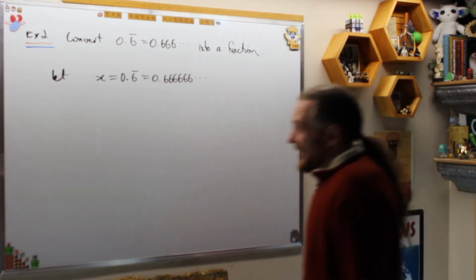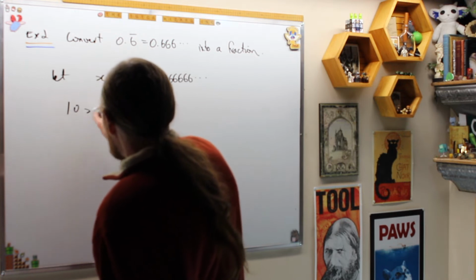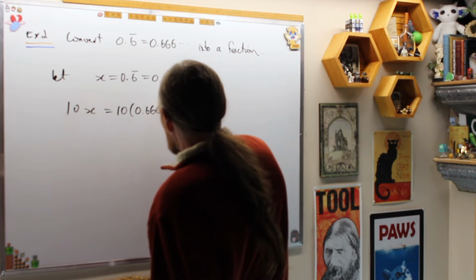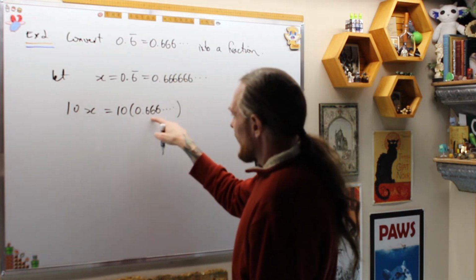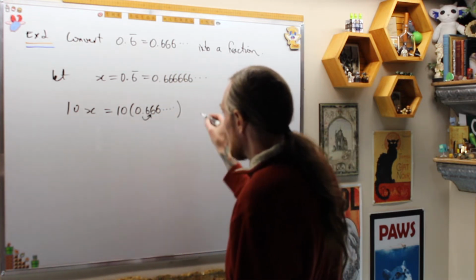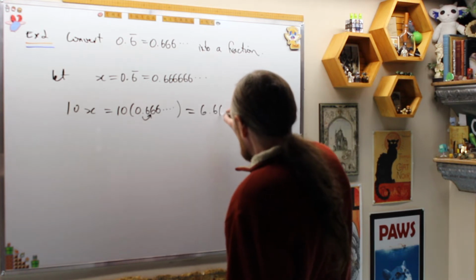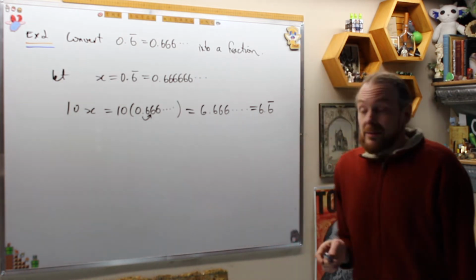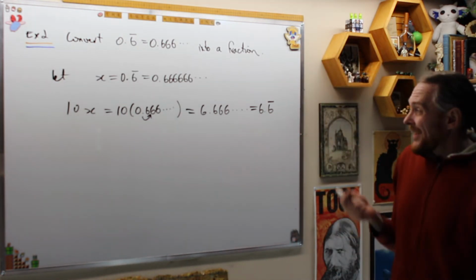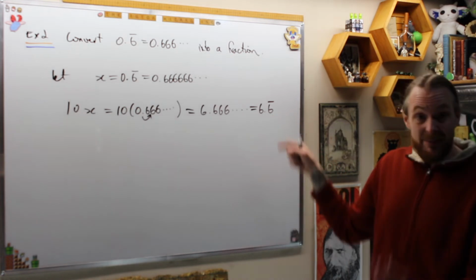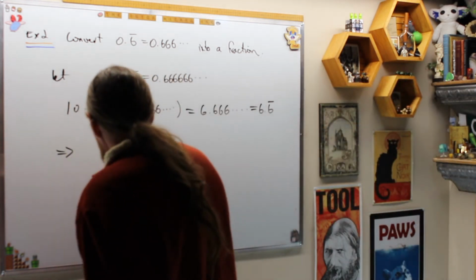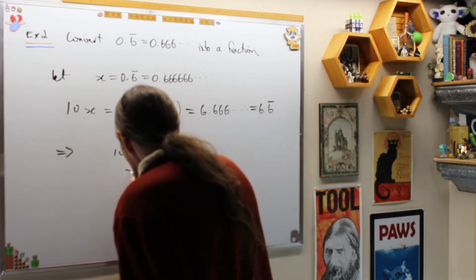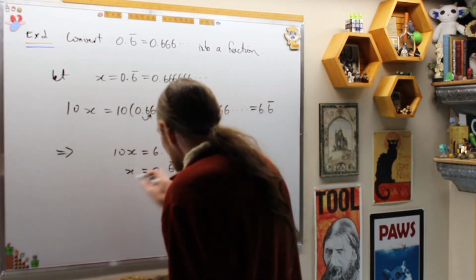If we multiply both sides by 10, 10x is going to be 10 times 0.666 repeating, and that moves the decimal point over by 1. So that's going to equal 6.666 infinitely repeating, or 6.6 repeating. So 10x is 6.6 repeating. Now I have two numbers that have the same repeating part, so I'm going to line them up. 10x is 6.6 repeating, and x is just 0.6 repeating.